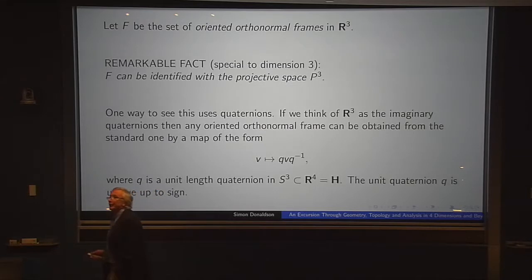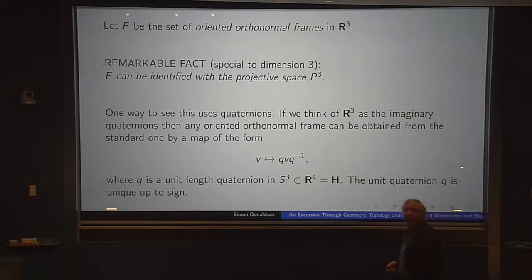So now I want to tell you about a remarkable fact of geometry and topology, which is something special to dimension 3. And that's as follows. We look at the set of oriented orthonormal frames in R^3. So triples of vectors v1, v2, v3, which are orthonormal and also oriented in a standard way. This is something we could do in any dimension and get an interesting manifold, and the manifold we get would in general be completely different from any projective space. But it happens in 3 dimensions that this space of frames F can be identified with the projective space P^3.